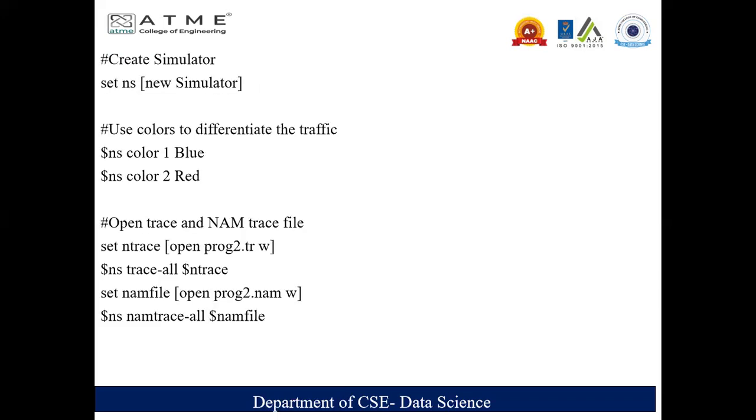First we are going to create the object for the class Simulator with the help of the new keyword. Then we can have these two lines, but they are optional. You can use these colors in order to differentiate, or we can directly execute without these two lines. Next, we are going to open the NAM file and the trace file. The trace file traces all the execution of the program, like a log file. All the packets transmitted and dropped will be stored in the trace file. The NAM file is the animation file, so in order to visualize the animation, we make use of the NAM file.